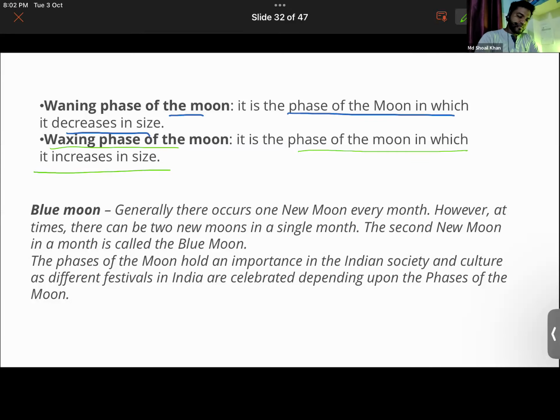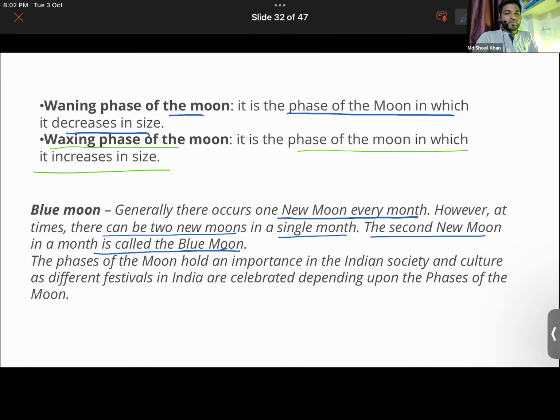Look here. Blue moon. Generally, we know that there occurs one new moon every month, right? However, at times there can be two new moons in a single month. The second new moon in a month is called the blue moon. Normally there's only one new moon in a month, but sometimes there can be two.